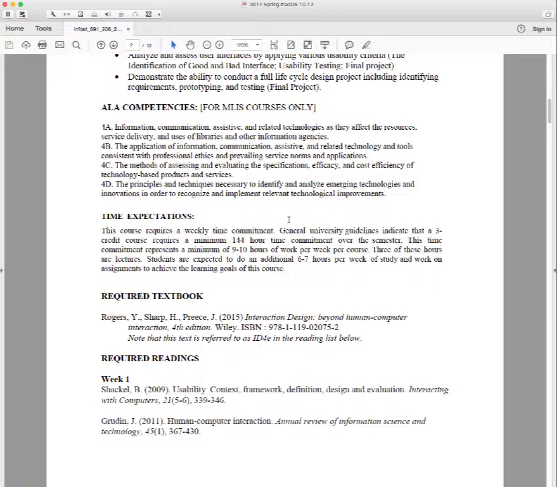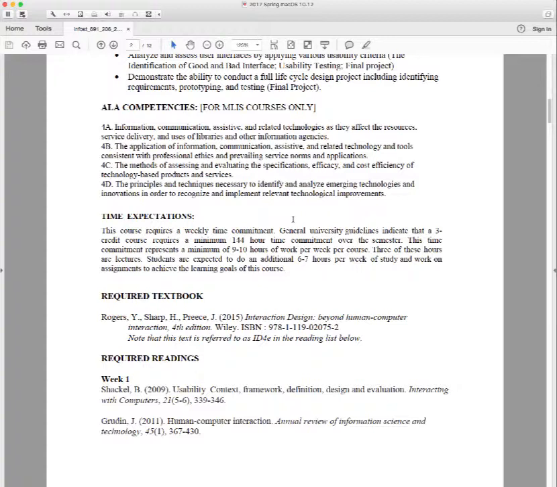Our textbook, which again I've been calling ID4E, is Interaction Design: Beyond Human-Computer Interaction, 4th edition by Rogers, Sharp, and Preece. This has been a very popular and influential book, and one that I like a lot. I've used a couple of different books, and this is the one I like the best right now.